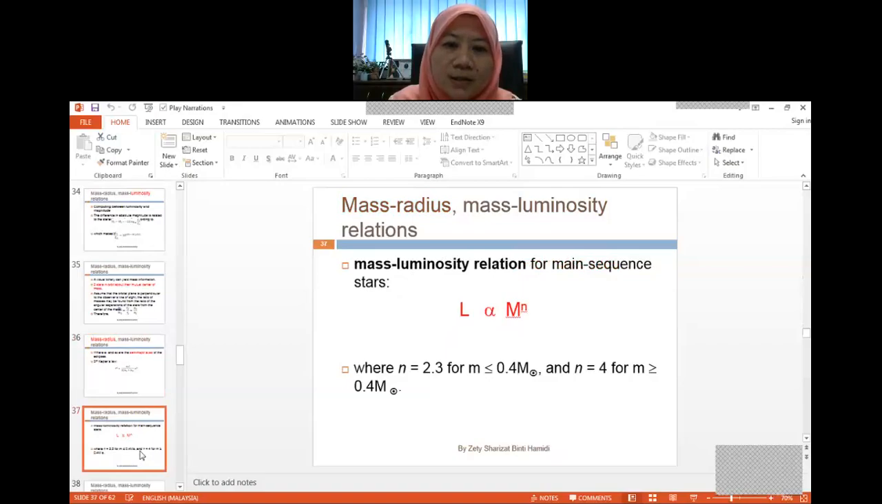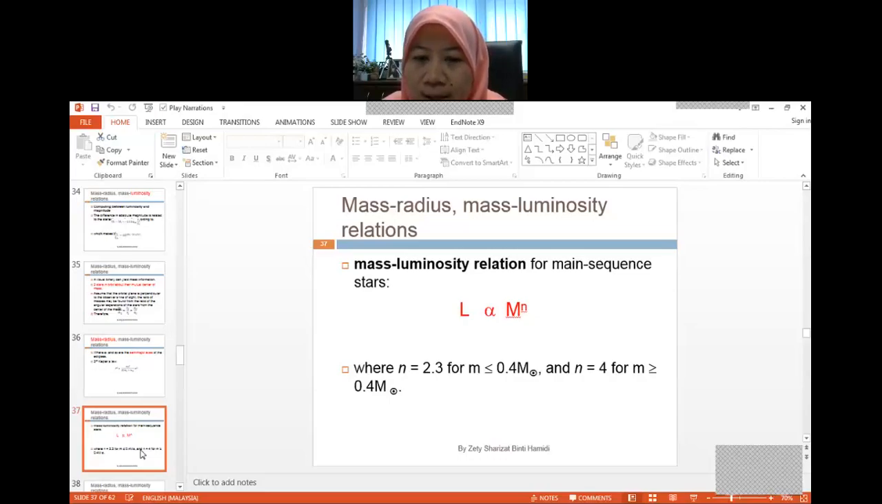Okay, so the mass-luminosity relationship has the formula L is proportional to M to the power of n, and it has a range, whereby n is equal to 2.3 if M is less than 0.4 solar masses, and n is equal to 4 if M is more than 0.4 solar masses. All right, the solar mass equals 2 times 10 to the power of 30 kilograms. This is very, very huge, very, very big. The mass is very large.